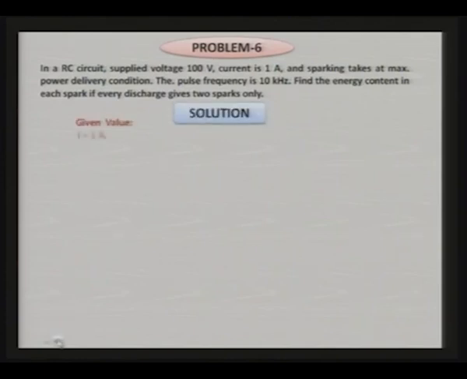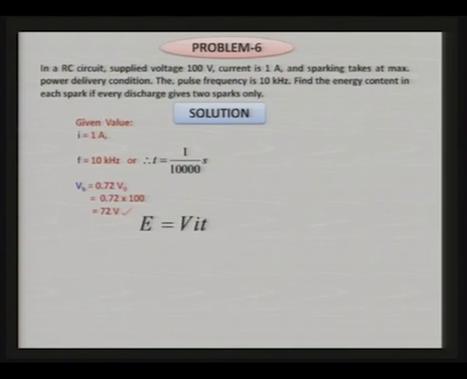The given data are as follows: current is 1 ampere, frequency is 10 kilohertz, so the cycle time becomes 1 over 10,000 seconds. Voltage V becomes 0.72 of V0, that is 100 volts given there. So it becomes 72 volts, and we know energy is given by V I T, where V is the voltage, I is the current, and T is the time.